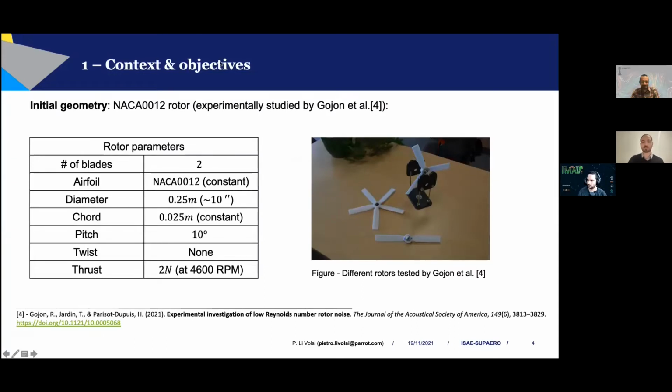So the starting geometry of our study is the NACA 12 rotor that has been experimentally studied by Gojon et al. and is shown here in the right image. The rotor is composed of 2 blades. It has a constant NACA 12 airfoil throughout the span of the blade, a diameter of 10 inches, a pitch of 10 degrees, and it is untwisted.